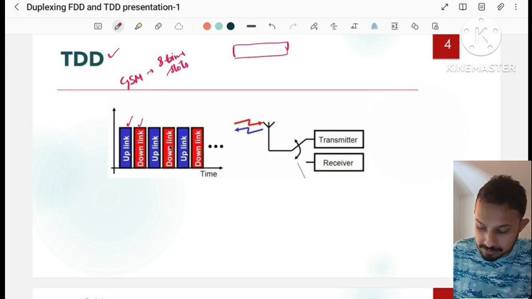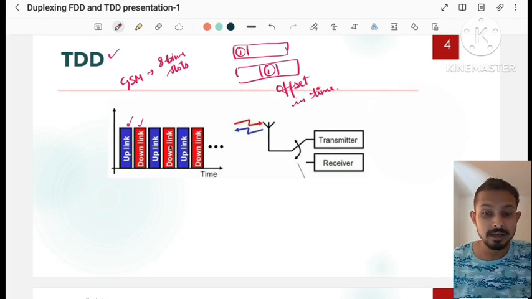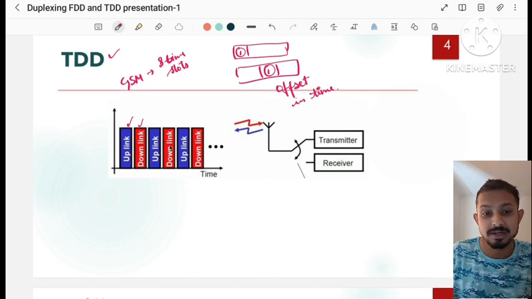GSM has 8 time slots. So if we have uplink coming in the first time slot, the downlink will come offset in time. So that means there is an offset in time. Though they are using different frequencies, the times at which it transmits and receives are different.